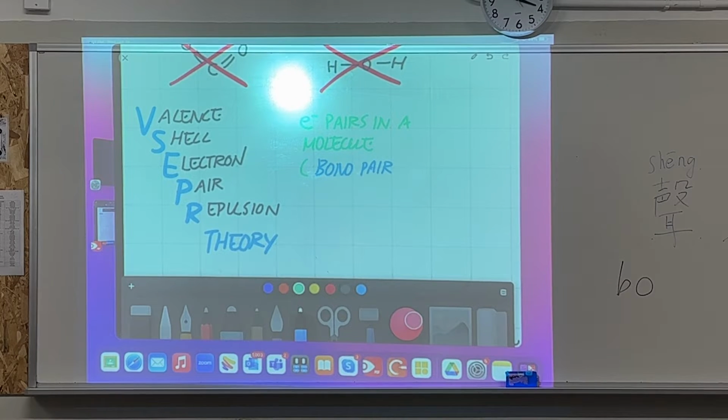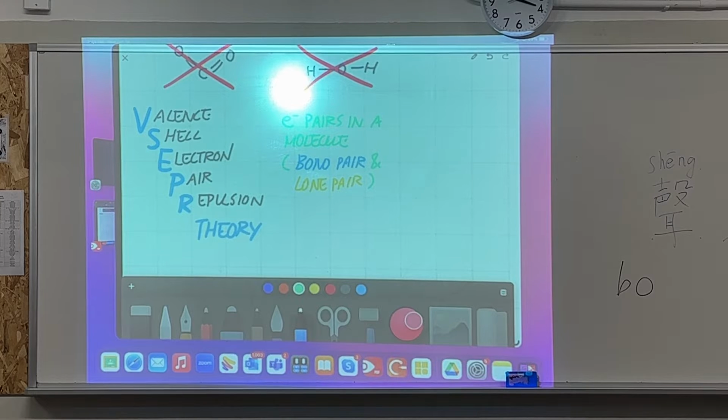So bond pair and lone pairs. You all remember what bond pair and lone pairs are, right? Bond pairs are found between atoms. Lone pair are found on a particular atom, not shared. So that's bond pair and lone pair. They are collectively known as electron pairs. Electron pairs in a molecule will repel one another. This is where the word repulsion comes from. So they will repel one another until they are furthest away possible.